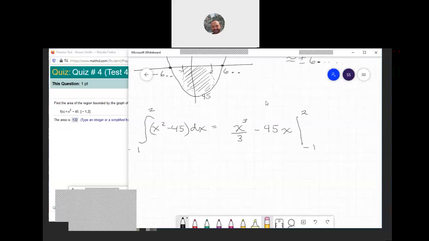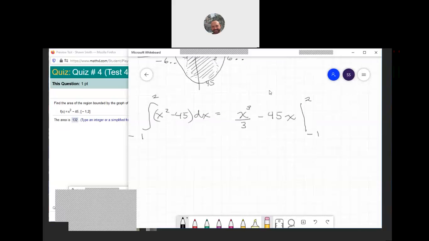So let's do that. So this is going to be, when I put 2 in there, 2 cubed over 3 minus 45 over 3. That's the first evaluation, minus the second evaluation, -1 cubed over 3 minus 45 times -1.